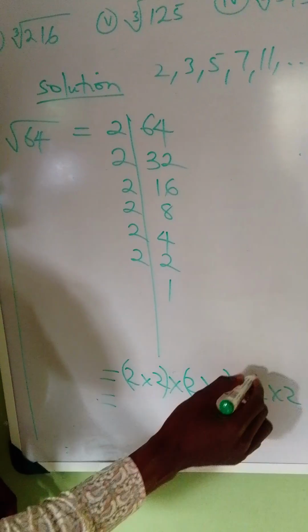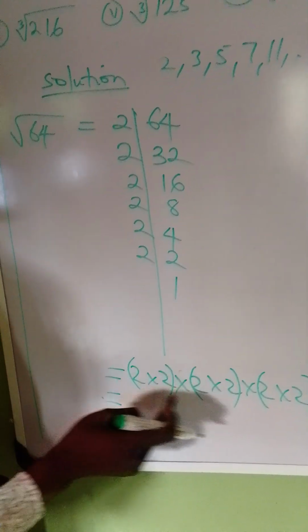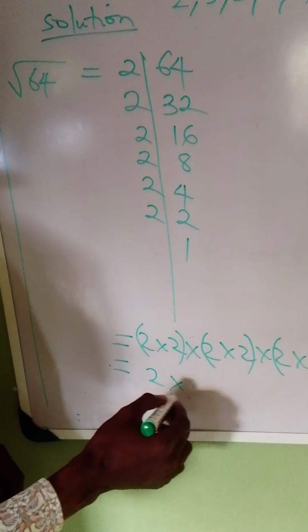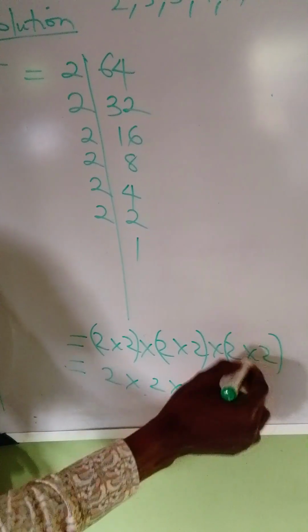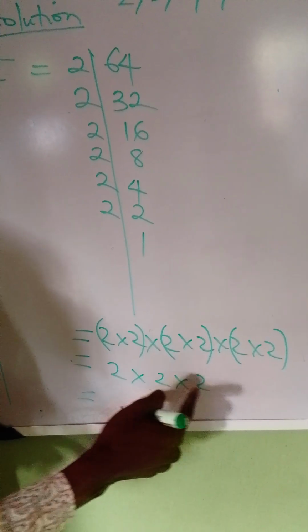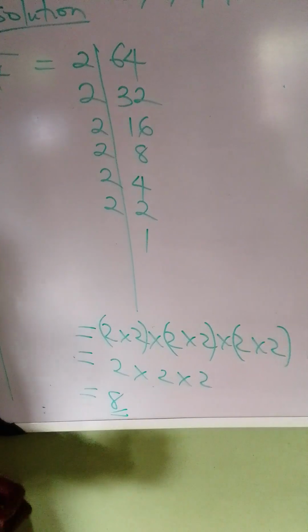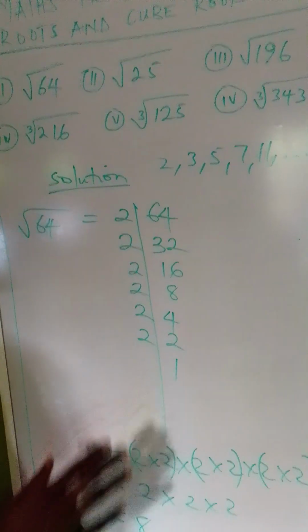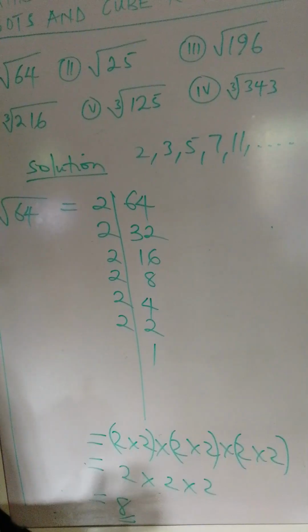1, 2, and 3. Then I'm going to take one from each pair of brackets. One number from each pair. 2, take one from here. 2 times, take one from here. 2. So I have 2 times 2 is 4. 4 times 2 is what? 8. So 8 is the square root of 64. We call this method prime factorization method.